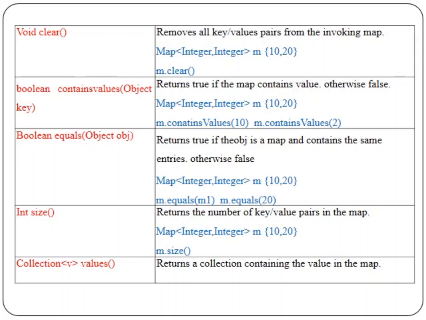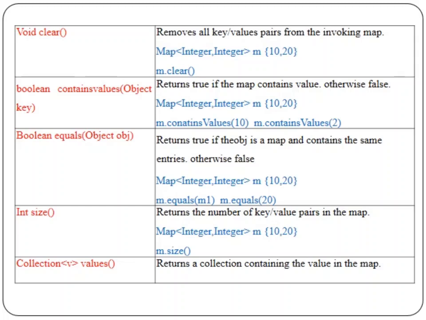The next method is containsValue. The containsValue is a method which is going to check whether the value is available in the given map interface or not. If the value is available in the map interface, the method is going to return true. Otherwise, the method is going to return false. We have seen containsKey and containsValue. In containsKey, it is going to check whether the key is available or not. Here, whether the value is available or not. So containsValue is going to return true if the map contains the value. Otherwise, it is going to return false.